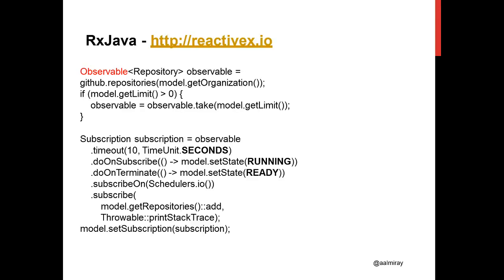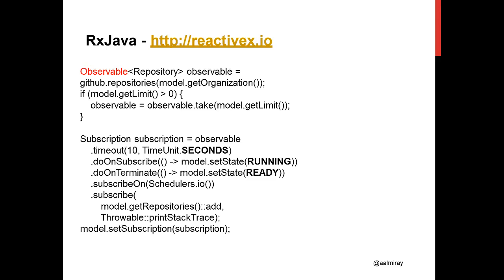So here's an example of the most well-known project that provides reactive programming in Java. It's called RxJava. So what we use is this one in red called Observable. We now expect our repositories method to return something of type Observable of Repository. And what we're going to do is decorate this observable with a series of operations. The most important one that we see here is a timeout.